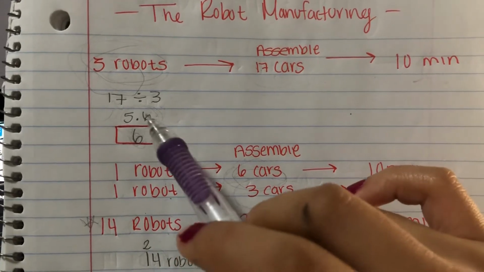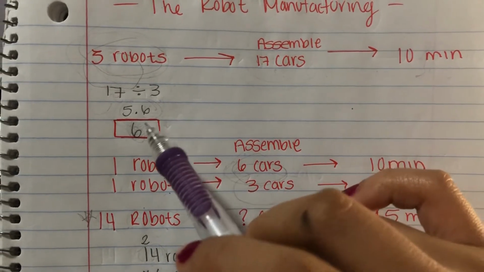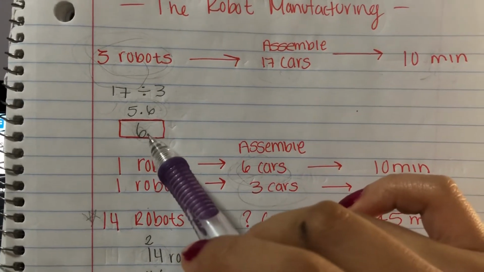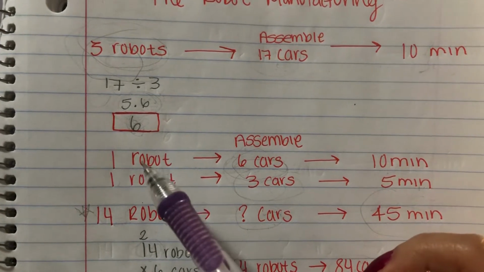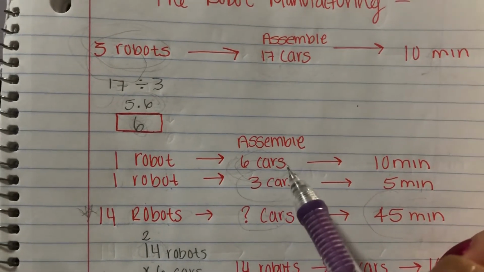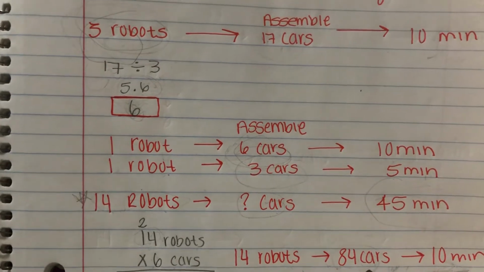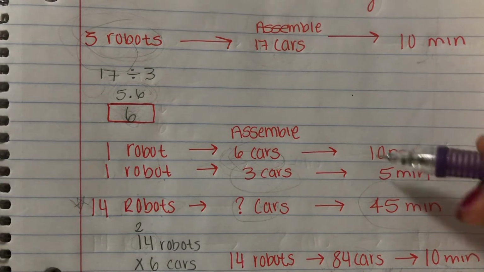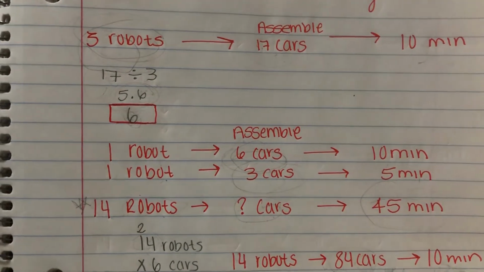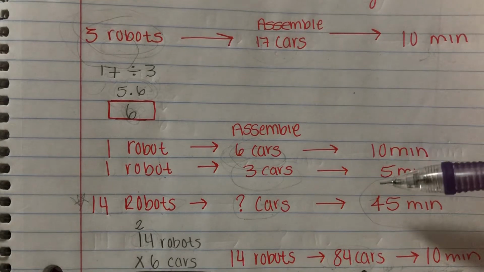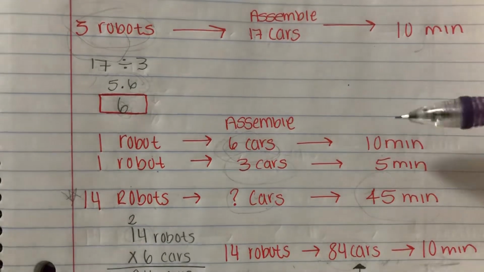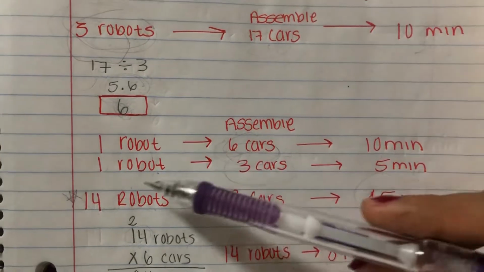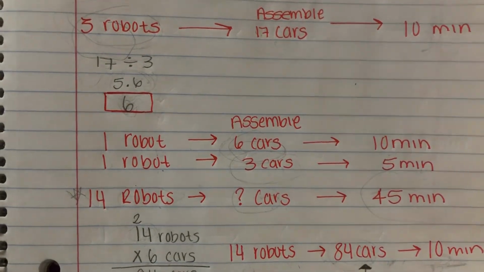But we don't want to be working with decimals. We want to be working with whole numbers. Therefore, I rounded the 5.6 to a 6. And we can now estimate that one robot can build around 6 cars in 10 minutes. But I decided to take this a step further and figure out how many cars can be assembled in half of that time. So we know that half of 10 is 5, so 5 minutes, and half of 6 is 3, so one robot can build 3 cars in 5 minutes.